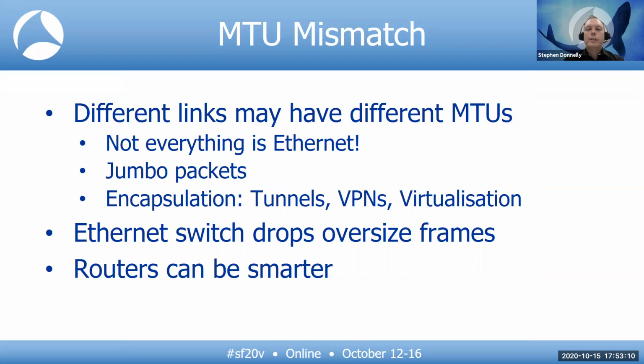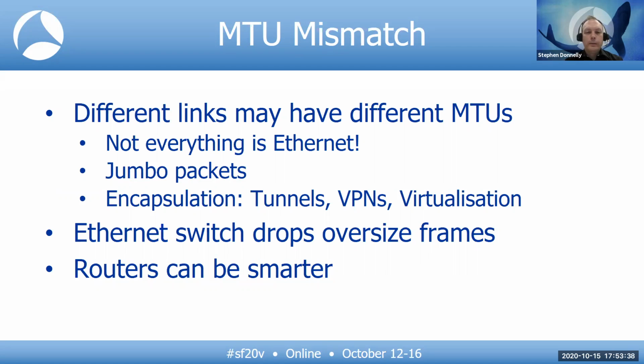Different link technologies can have different maximum transmission unit sizes. Not everything is Ethernet. There are other link technologies out there. There are some jumbo packets on Ethernet, even though they're not standard. And various types of encapsulation can reduce the MTU as well. So if I'm tunneling a packet over a VPN, for example, or if I'm using virtualization, mobile IP, those kinds of things, then the MTU is smaller than it would otherwise have been.